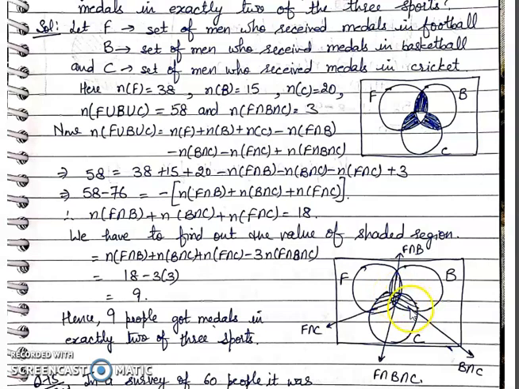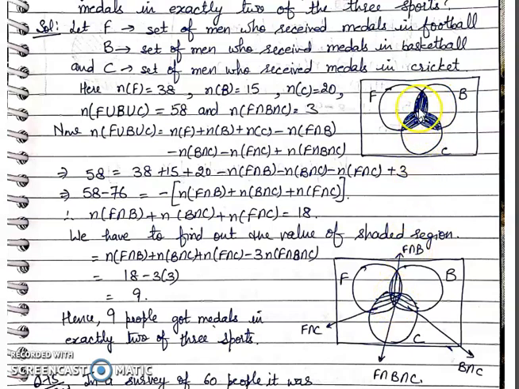In B intersection C, this common portion is also included. And in F intersection C, this common portion is also included. Common portion means that which is not shaded in the above. This portion is common to all. You see, in all these three circles, it is common to F, B and C. Common to all these three.